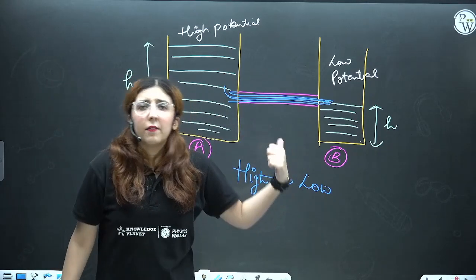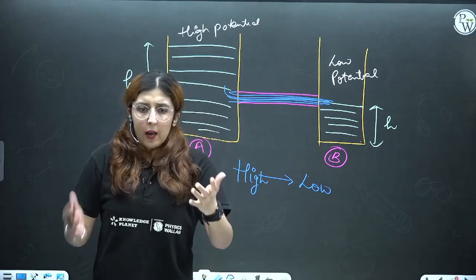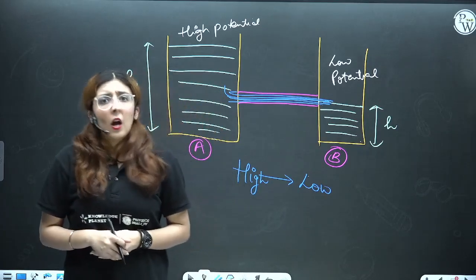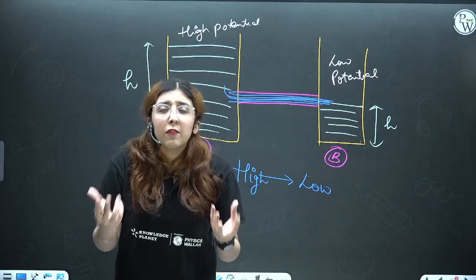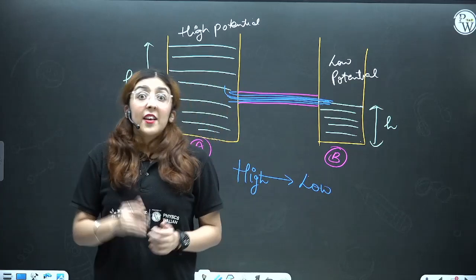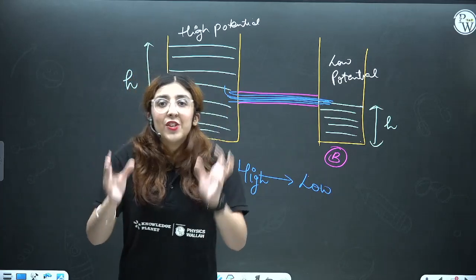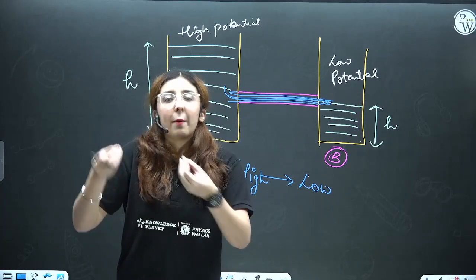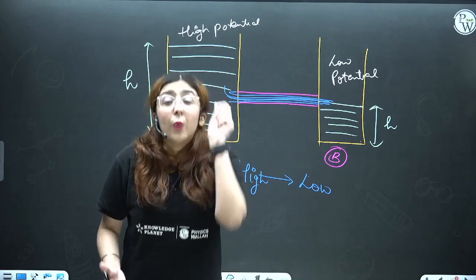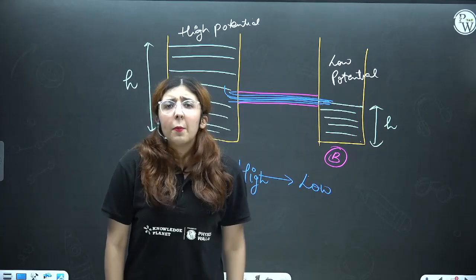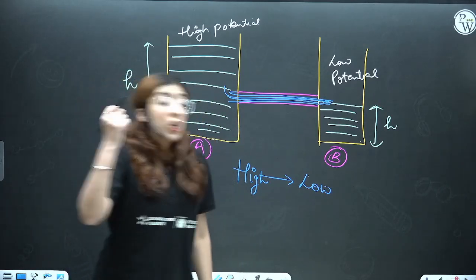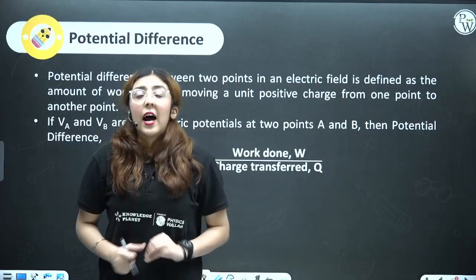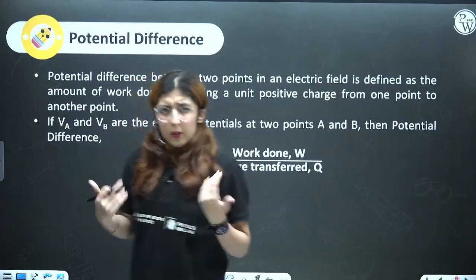Who will create this difference? In my circuit, I know electrons are flowing. Who is creating that flow? Your battery, cell. The potential difference or the voltage that we talk about is created by your battery or cell only. So when you talk about the term voltage or potential difference, everyone, you are talking about the difference that is there.